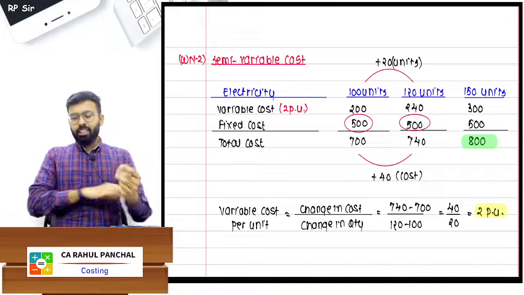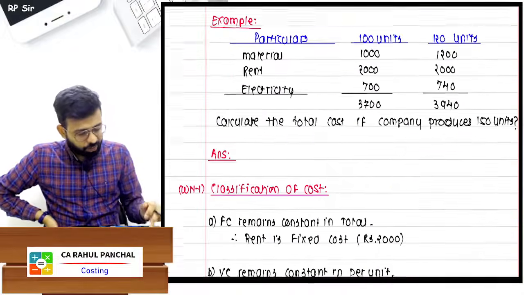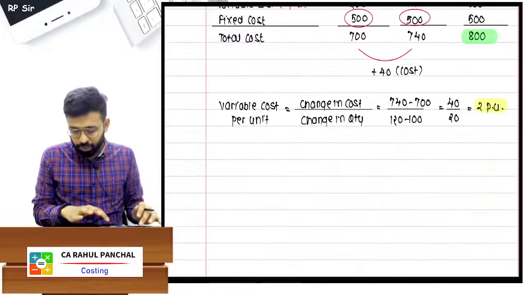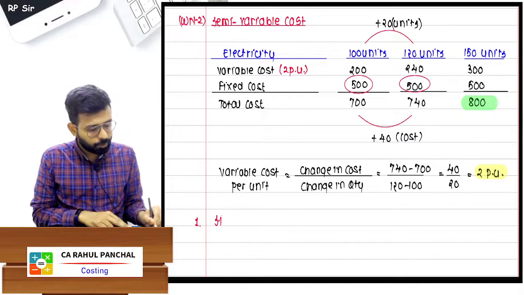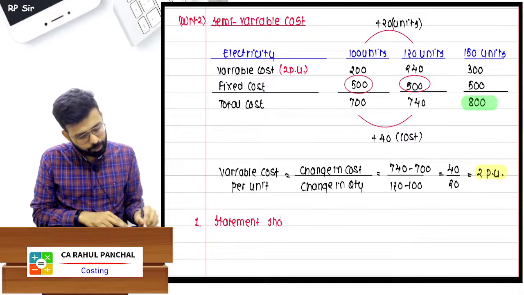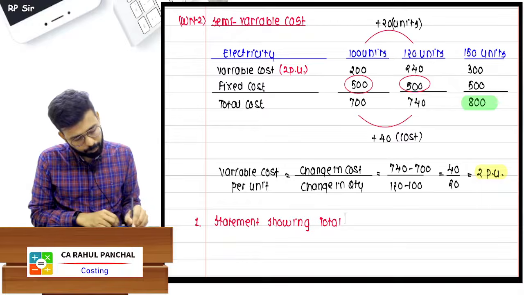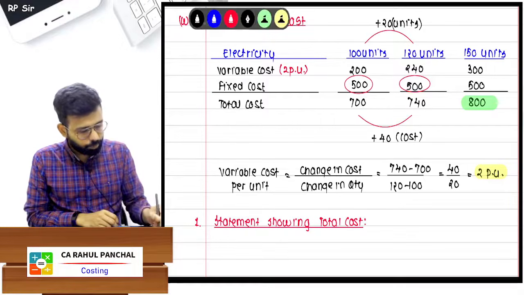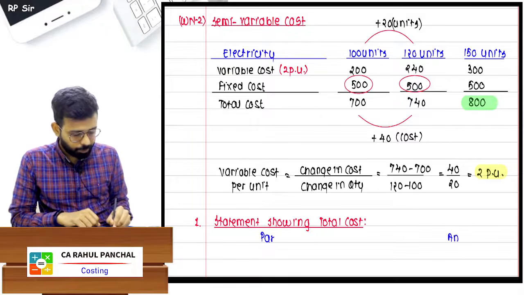Now, what was asked in the question, what they were asking is, sir, calculate the total cost if the company produces 150 units. So, statement showing total cost. Now that is the final answer. Statement showing total cost. Particulars, amount.